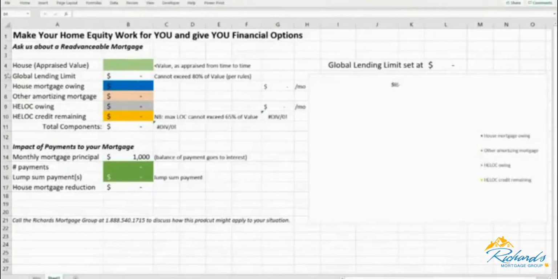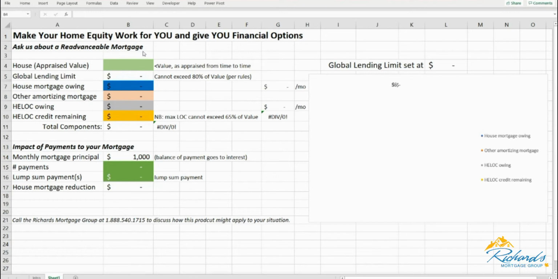Let's look at how a re-advanceable mortgage is set up. A re-advanceable mortgage is based on the market value of your property, which must be appraised at the time of mortgage application. I'm going to start entering some numbers in the spreadsheet, and over here you're going to see a graph start to appear. So, for simple math, let's set a home at $1 million, because then it's easy for us to do the mental math.